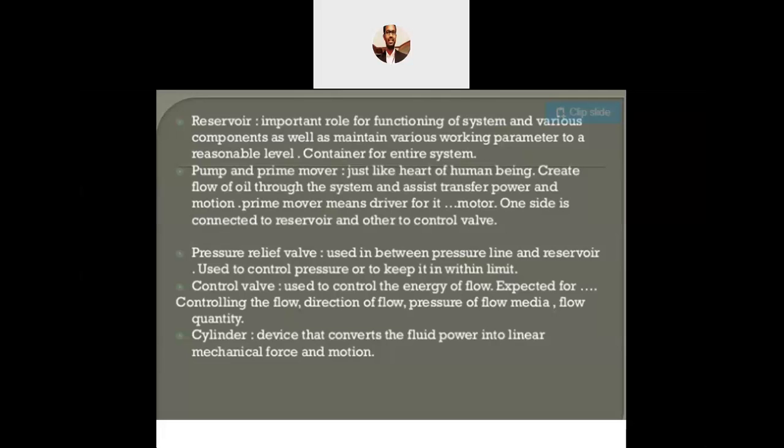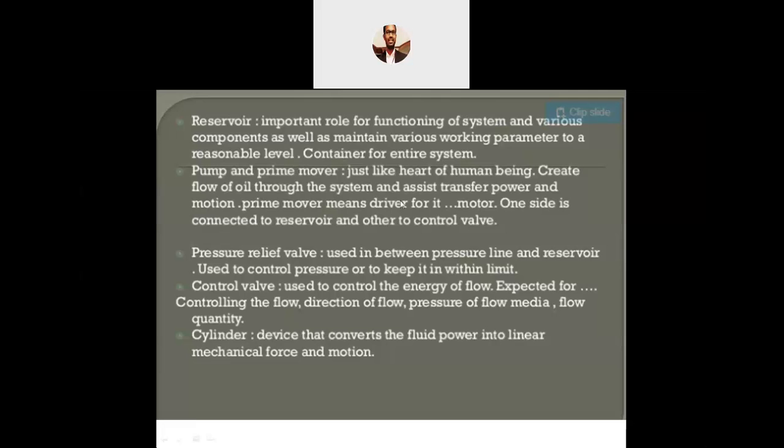The pump is the heart of a human being, as he says. When I say it is a hydraulic system, I want a higher pressure. Who creates this pressure? Obviously, the pump. So the pump, called the heart, creates the higher pressure in the hydraulic systems.